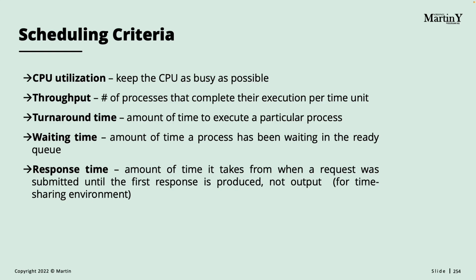So what we can do is measure for each process how much time it's been waiting. If it has been waiting for too long, then we move it to a queue with high priority and we eventually execute it. And the response time is the amount of time that it takes from when a request is submitted until the first response is produced. This is how fast the system responds to the action done by the process.